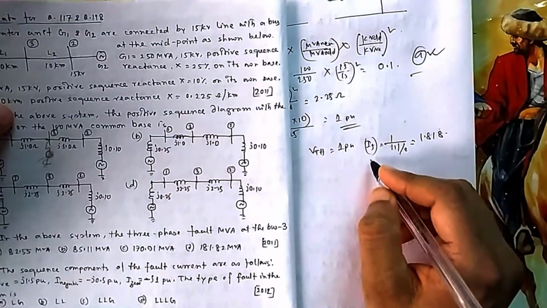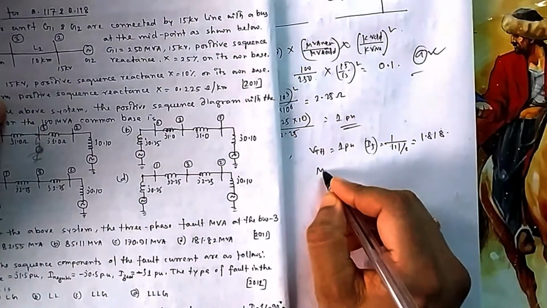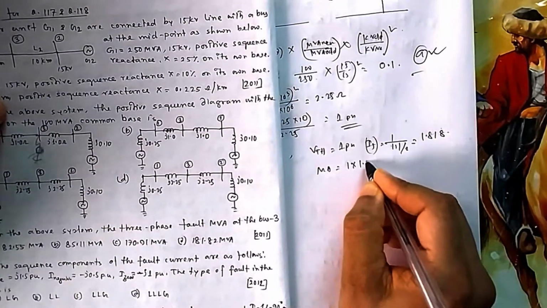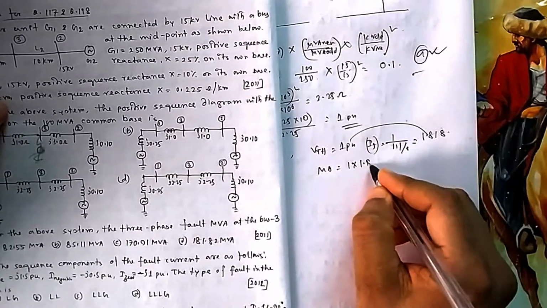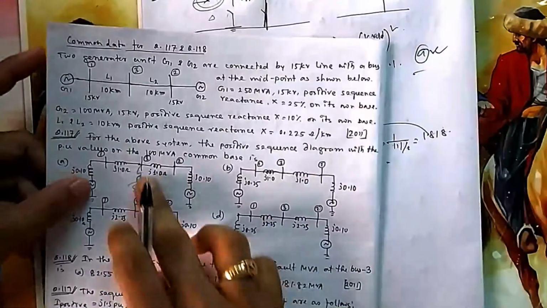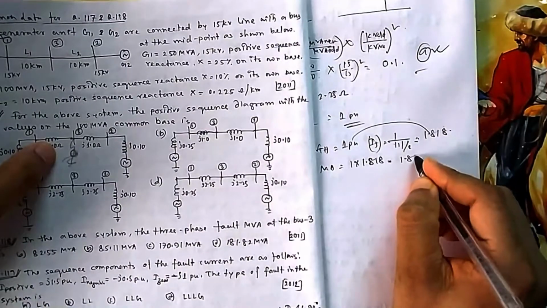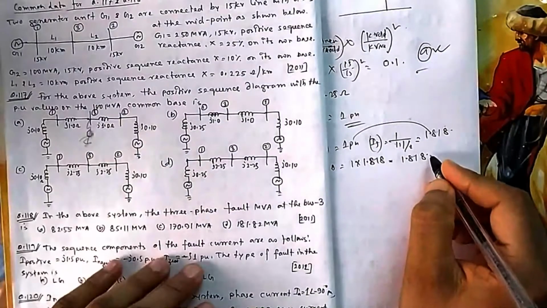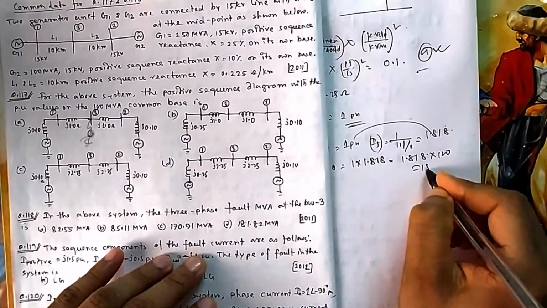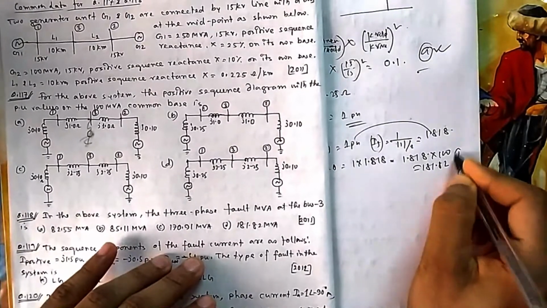So that actually becomes the fault MVA, because fault MVA is 1 per unit, into pre-fault voltage and after-fault current. That is this one, which is equal to 1.818. It is in per unit, so in MVA you have to multiply by the base, that is 181.82. That is your option D.